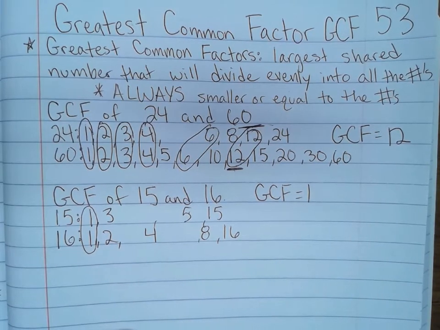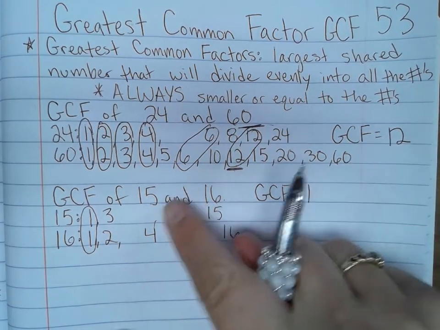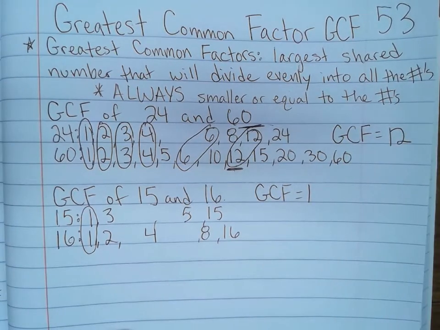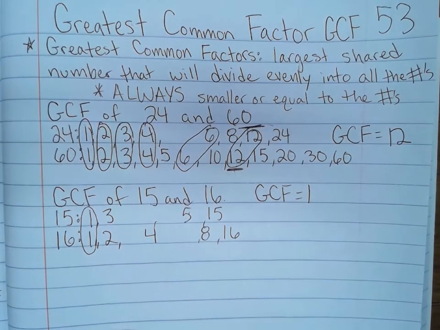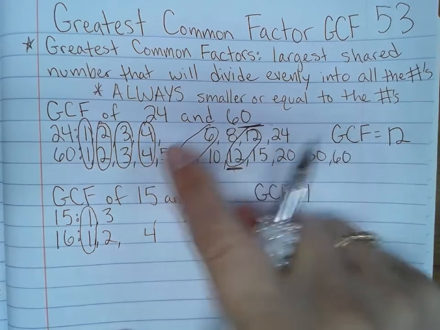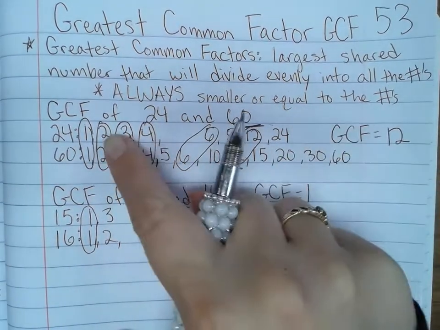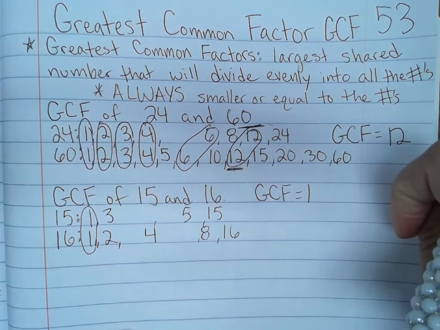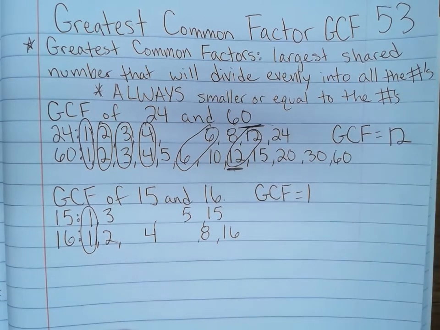Okay, that is one way to do it, and it works nicely if they're small numbers like this, but sometimes you get larger numbers, like 24 and 60. Notice how we had to list a bunch of factors before we finally found the biggest one? I'm going to teach you something called the ladder method that will help you find it easier for these larger numbers. So once again, we are going to find the greatest common factor of 24 and 60, but we're going to do the ladder method.